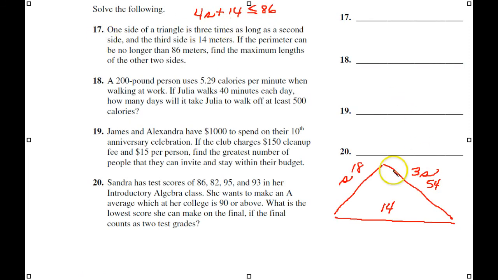Okay, in number 17, I made a picture. There's one side is 18. I'm sorry, well, that's the answer, but it's s. We didn't know. Then the other side is 3 times as long as this. And then the third side is 14. So I added up the 1s and the 3s to get 4s plus 14. Has to be less than or equal to 86. I solve that, and I get that s is less than or equal to 18. Then I go 3 times s is 54.